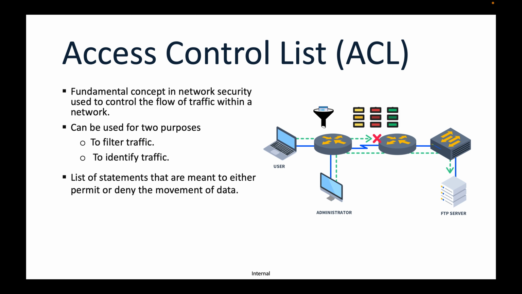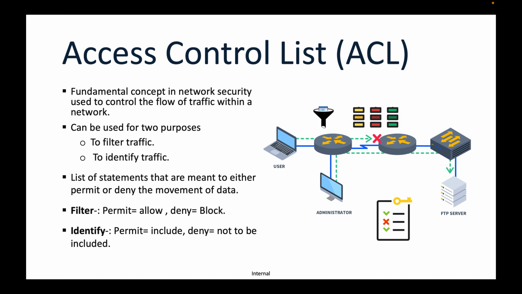It includes a list of statements that are meant to either permit or deny the movement of data. So when using an access list to filter traffic, a permit statement is used to allow traffic, while a deny statement is used to block the traffic. Similarly, when using an access list to identify traffic, a permit statement is used to include traffic, while a deny statement states that traffic should not be included. It is thus interpreted as a true or false statement.